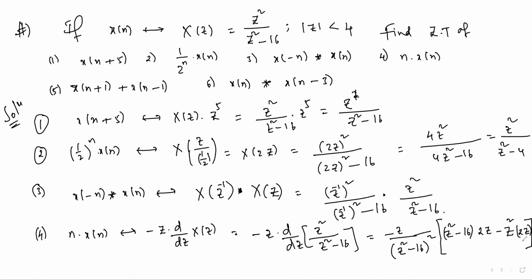You can simplify based on the options. Derivative of u by v, 1 by v square, v u dash minus u v dash. Apply the formula, directly you can get into the answer.